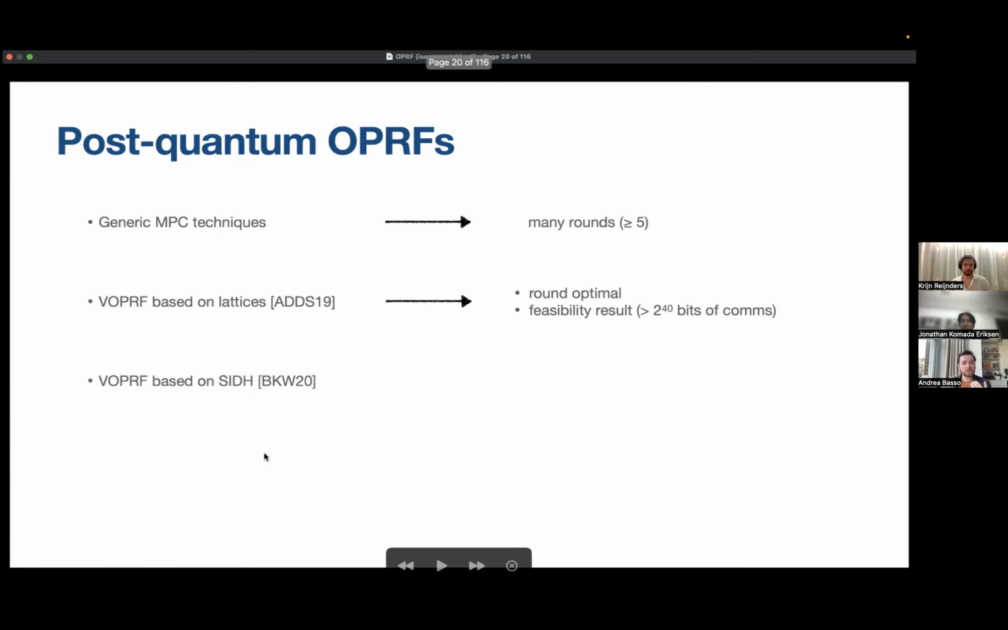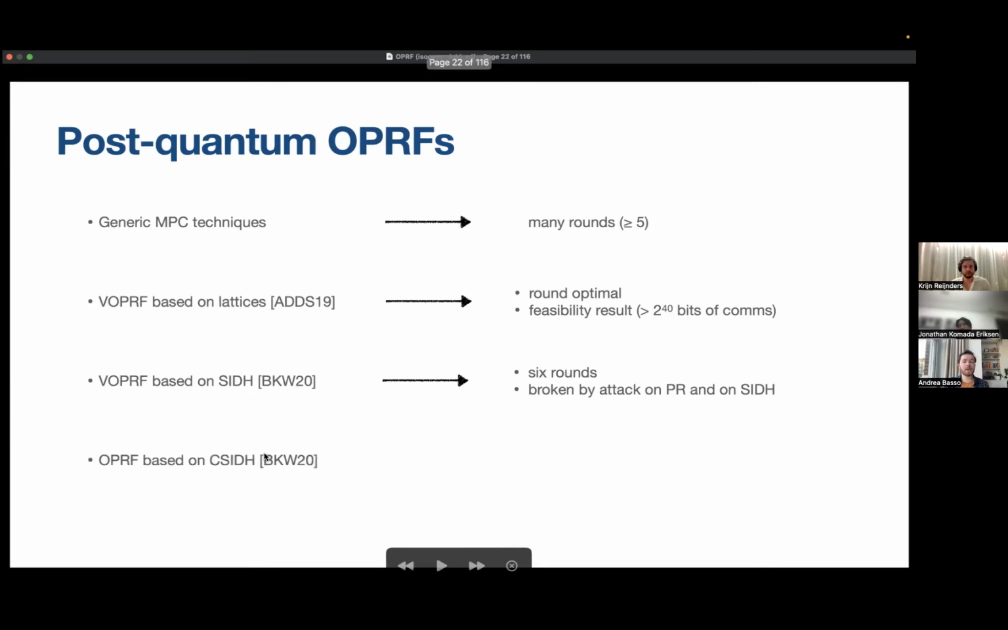A second verifiable OPRF was proposed by Boneh, Kogan, and Wu based on SIDH. And this is highly interactive. It requires 6 rounds of communications, which already makes its advantage over MPC-based construction somewhat dubious. But it was also later broken by an attack on pseudorandomness. That's the one I mentioned at the very beginning. And more recently, it was broken by the SIDH attacks.